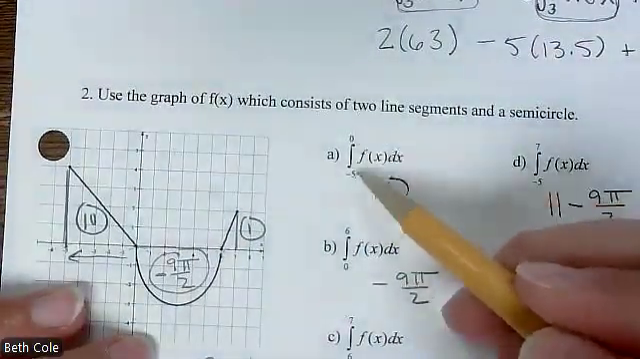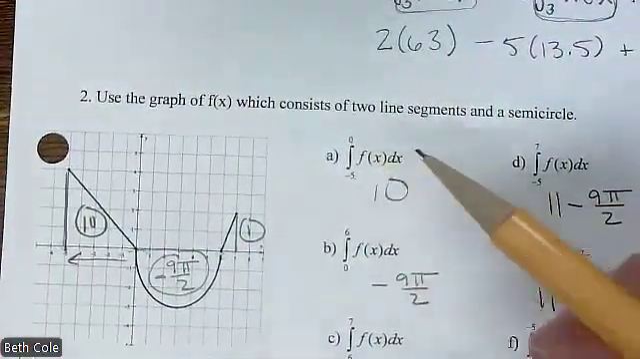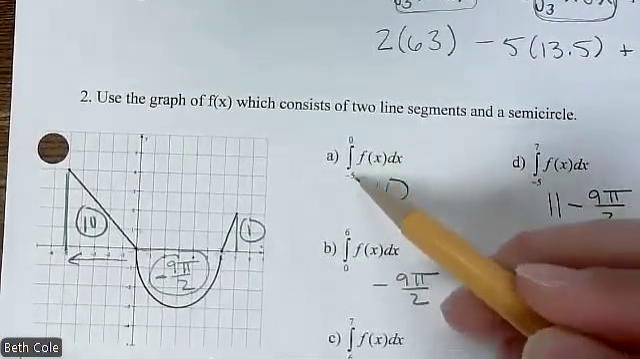Now these are called definite integrals. They have boundaries and you have to understand the difference between these. It's simple, but you got to get this. This is a definite integral. This is called an indefinite integral.